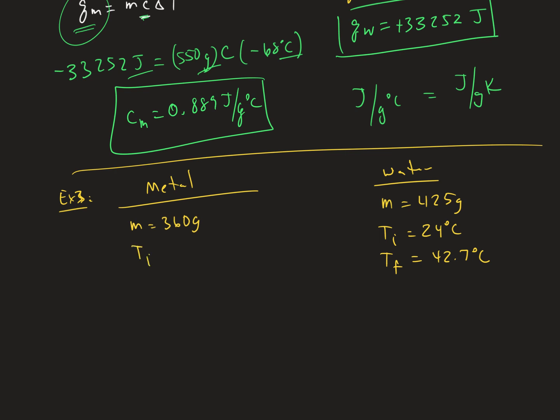So we're looking for the initial temperature of our metal. Did someone have a question over here? Carla: Sorry, did you say that the mass of the water was given, or do you have to find it? It was 425 milliliters of water, but we know the density of water is 1 gram per milliliter. So that means they're the same.